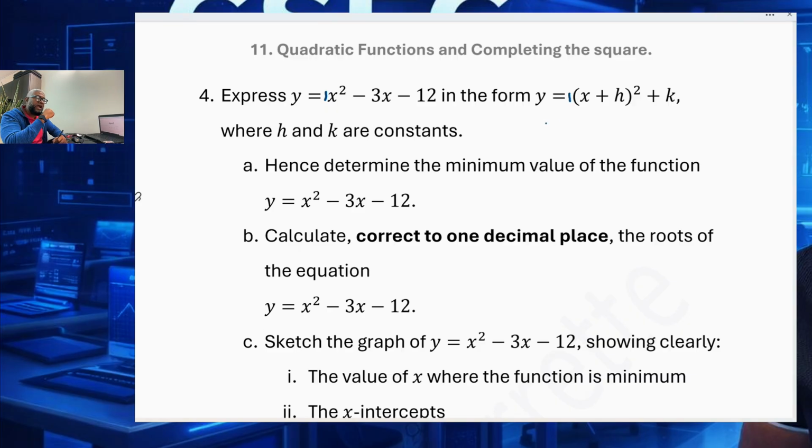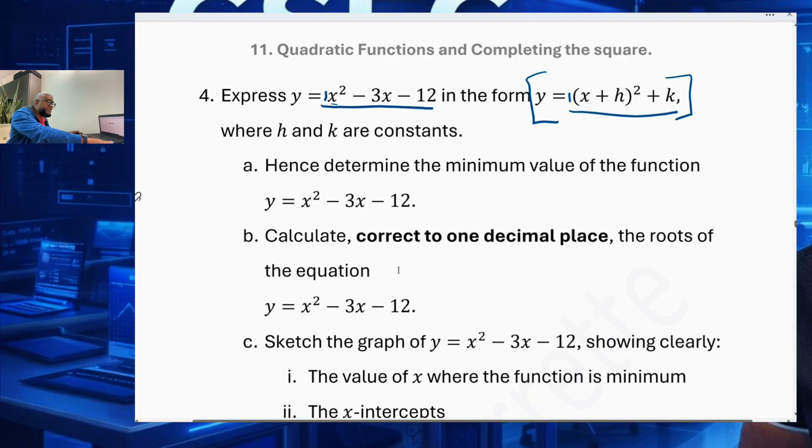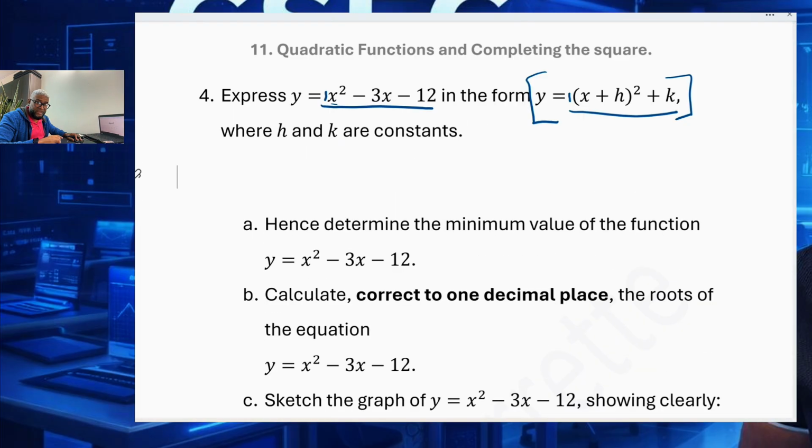So they want you to write this quadratic in this form, where h and k are constants. Somebody remind me, what do we call this form? This is called the completing the square form, right? Winning season, right, guys? So let us do that before we even jump into any question here.